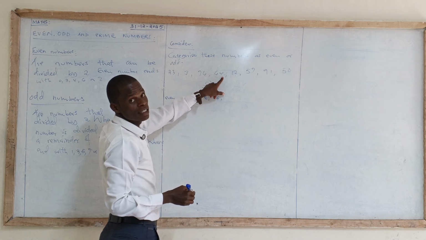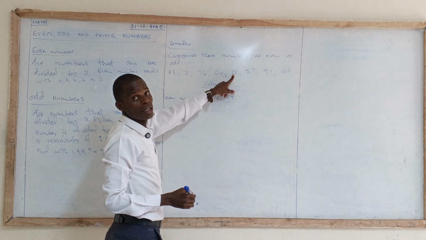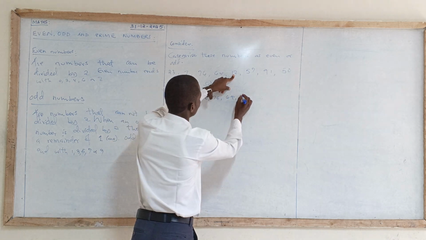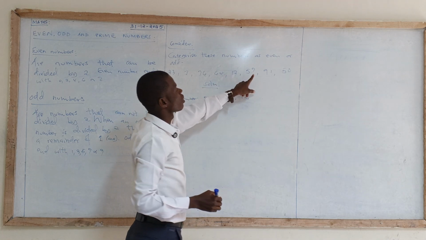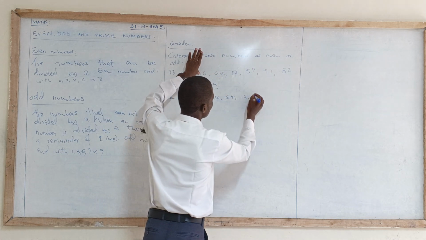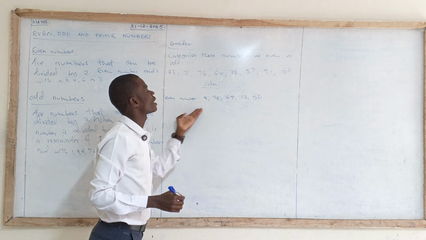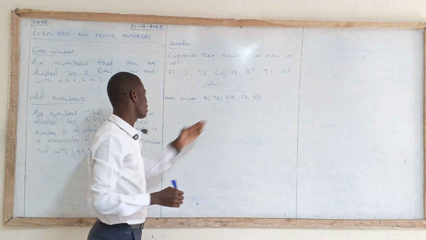Another number ends in 4. This is an even number. Another number, this one ends in 2, 12. This is an even number. This one ends in 0. This is an even number. So we have categorized the even numbers. These are all even numbers.